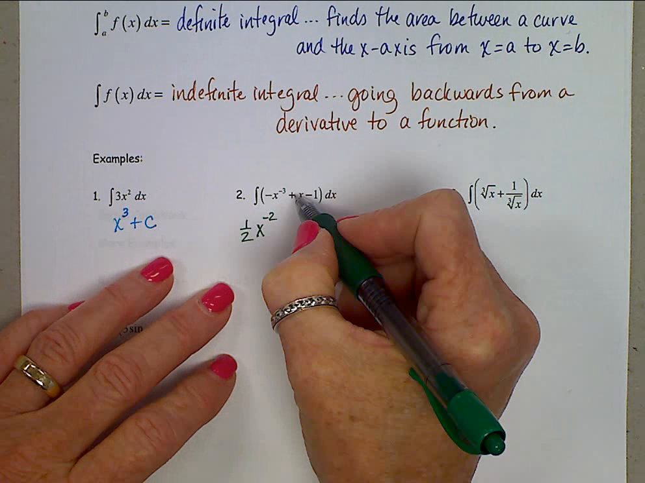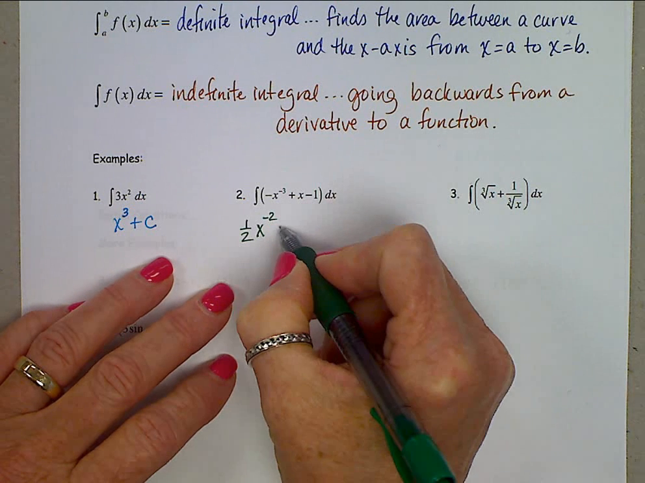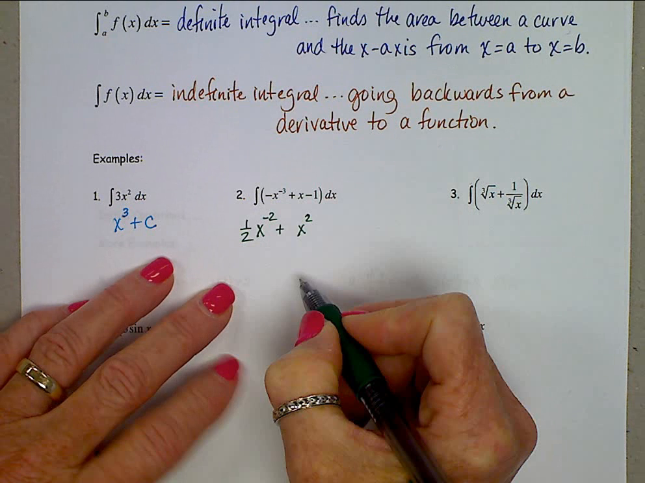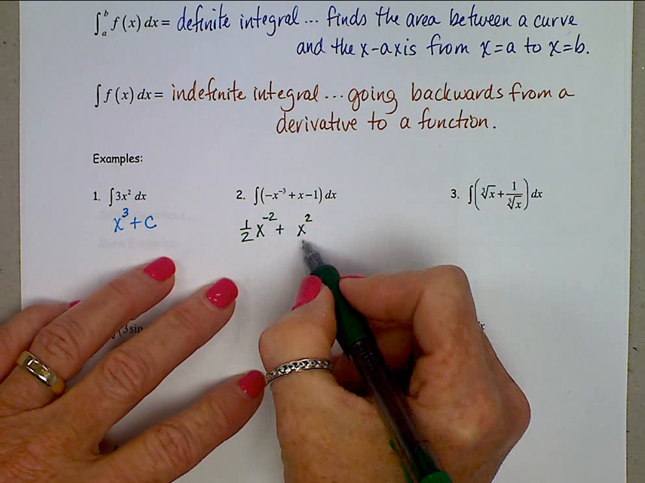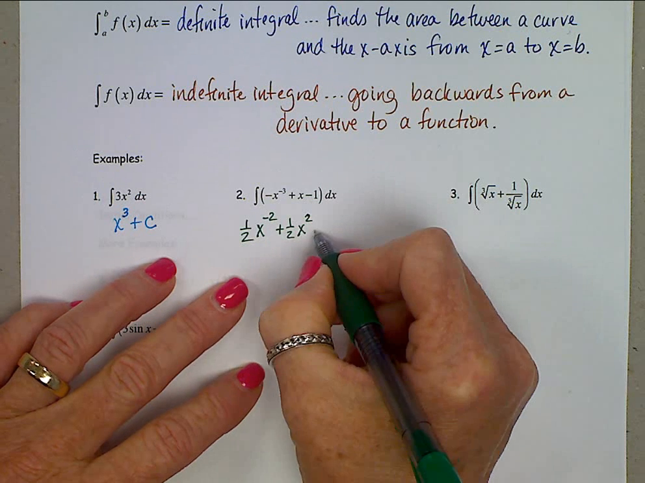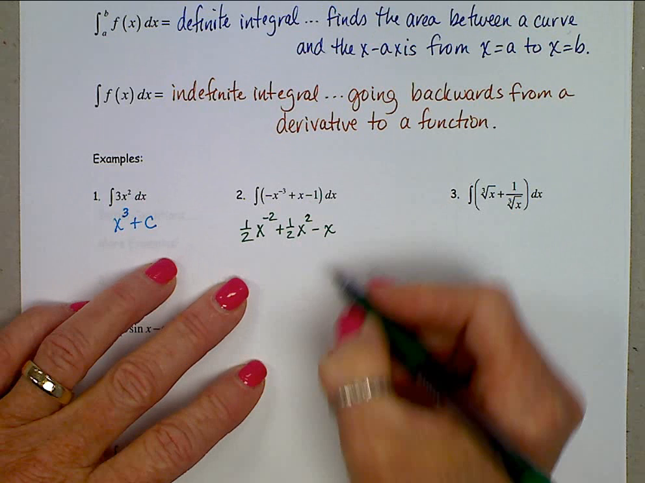On this x, add 1 to the exponent. Divide by the new exponent. So that's 1 divided by 2/2. And the antiderivative of a negative 1, negative x, plus a c.